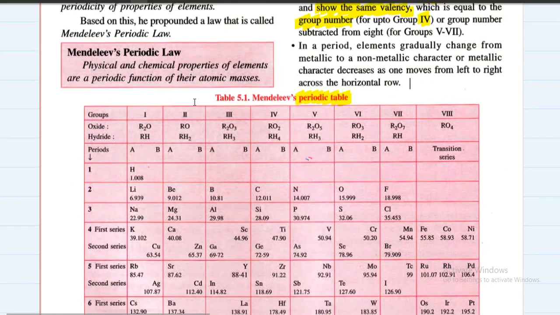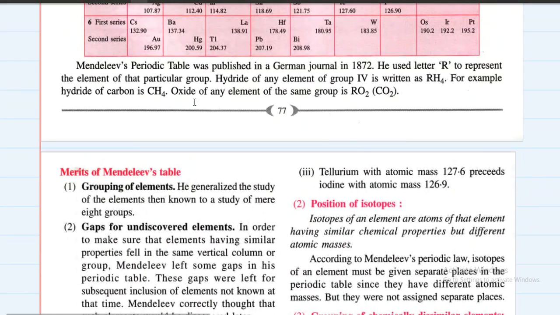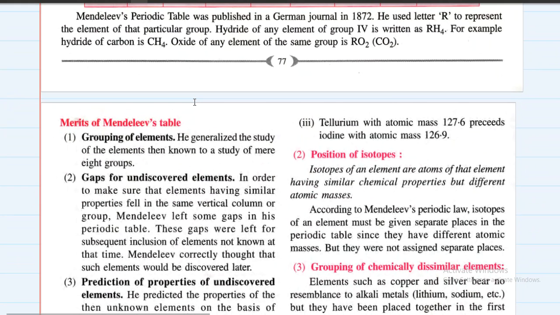In a period, elements gradually change from metallic to non-metallic character, or metallic character decreases as one moves from left to right across a horizontal row. So in a period, the metallic character decreases from left to right across a horizontal row. Mendeleev's periodic table was published in a German journal in 1872.